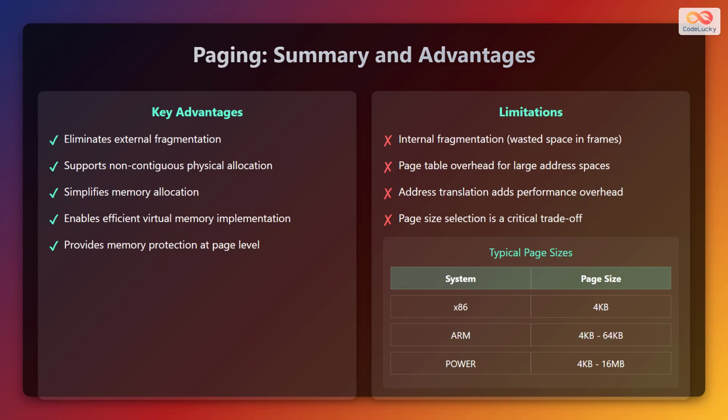Let's summarize the key advantages and limitations of paging. Paging eliminates external fragmentation and supports non-contiguous physical allocation. It also simplifies memory allocation and enables efficient virtual memory implementation. Finally, it provides memory protection at the page level. On the other hand, paging suffers from internal fragmentation, which leads to wasted space in frames. Page table overhead can be significant for large address spaces, and address translation adds performance overhead. Additionally, the page size must be carefully selected to balance the trade-offs between fragmentation and overhead.